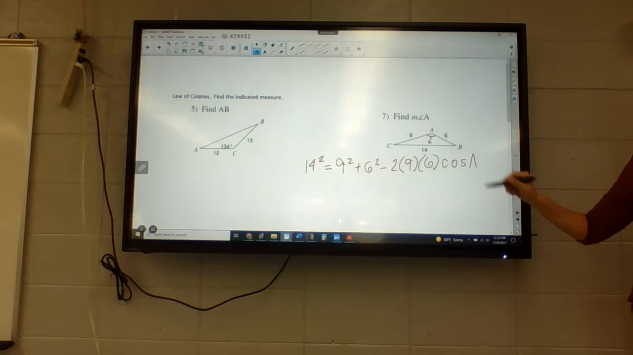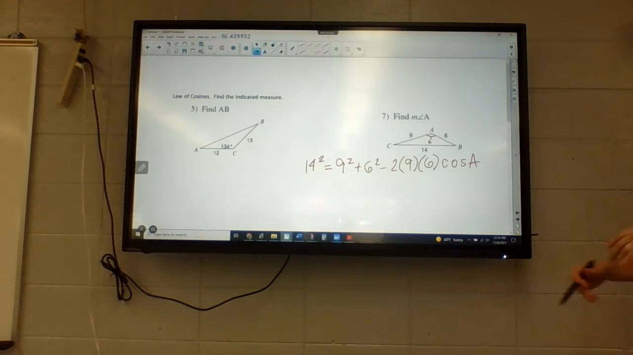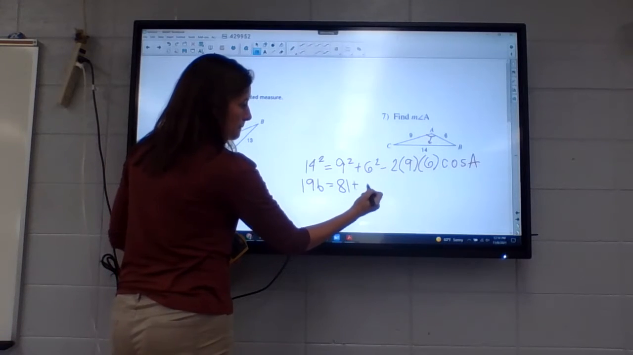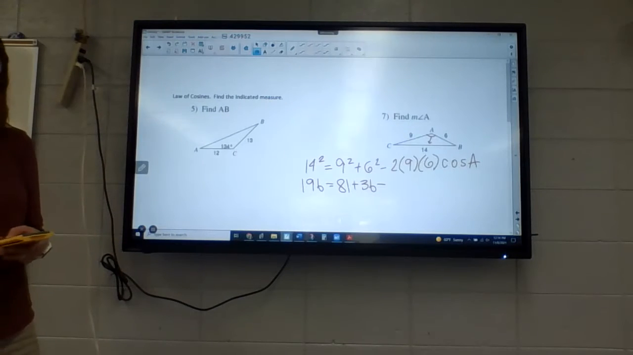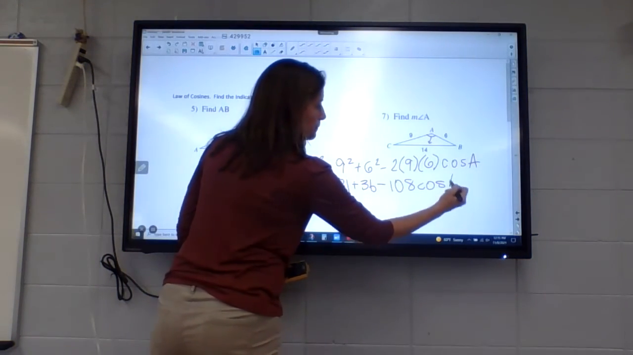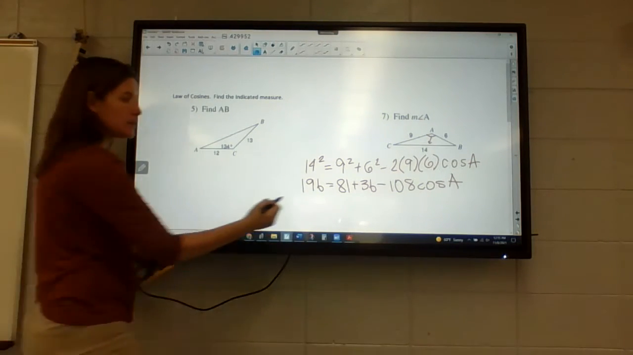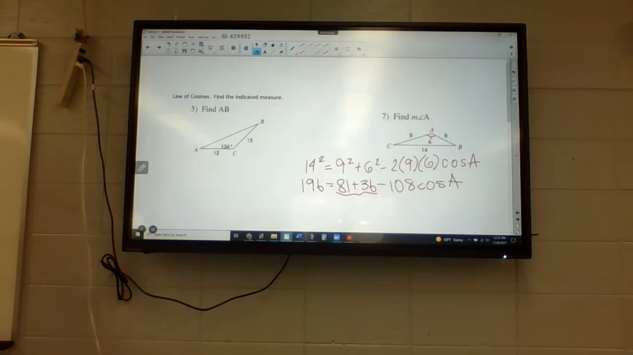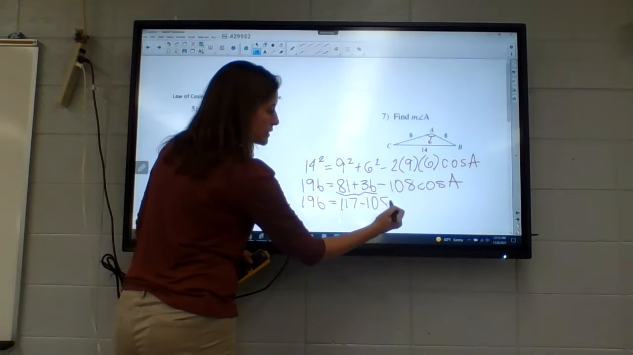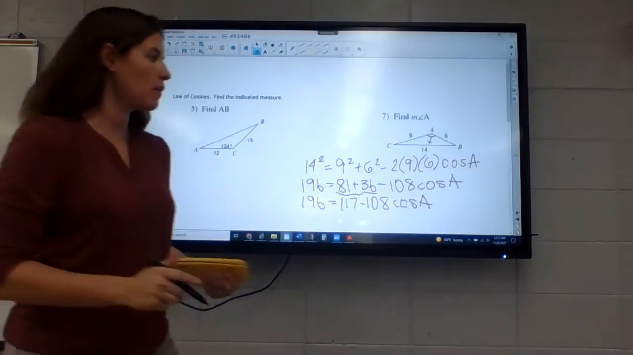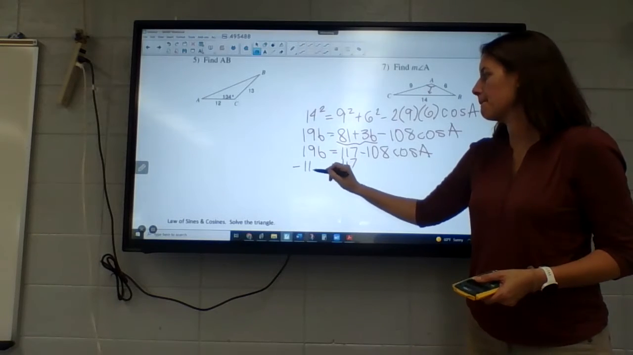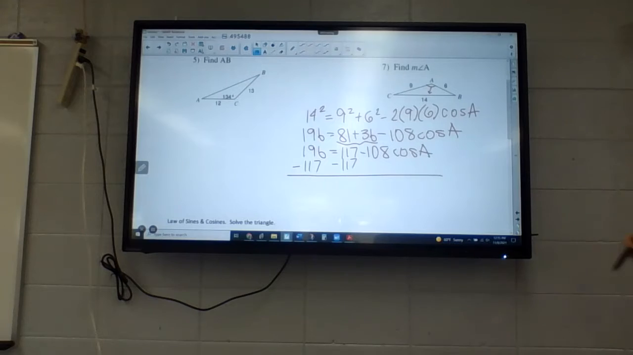You have to be careful when you solve this one. You can't put this whole thing into a calculator altogether. So we kind of have to do it in a few pieces here. Terms. And I get 117 there. But now I can't do that subtraction because remember, that cosine is attached to that 108. So in order to get cosine of A alone, I'm going to move this 117 over and away. So I get 79 over here.